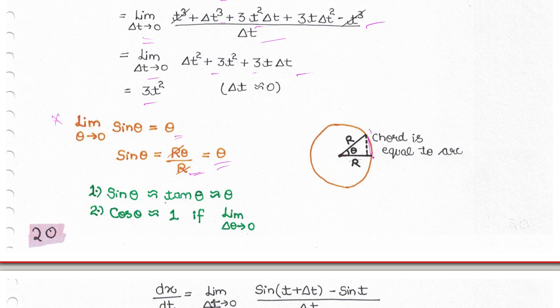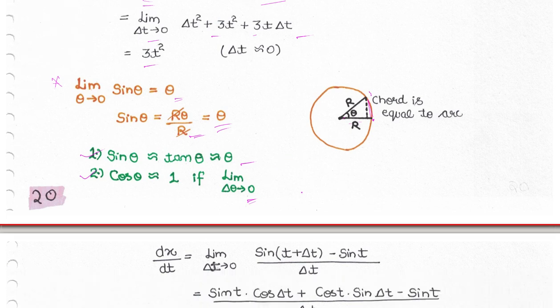So the limiting value of sin theta or tan theta is theta, and the value of cos theta is equal to 1 if delta t tends to 0, or delta t is very small.